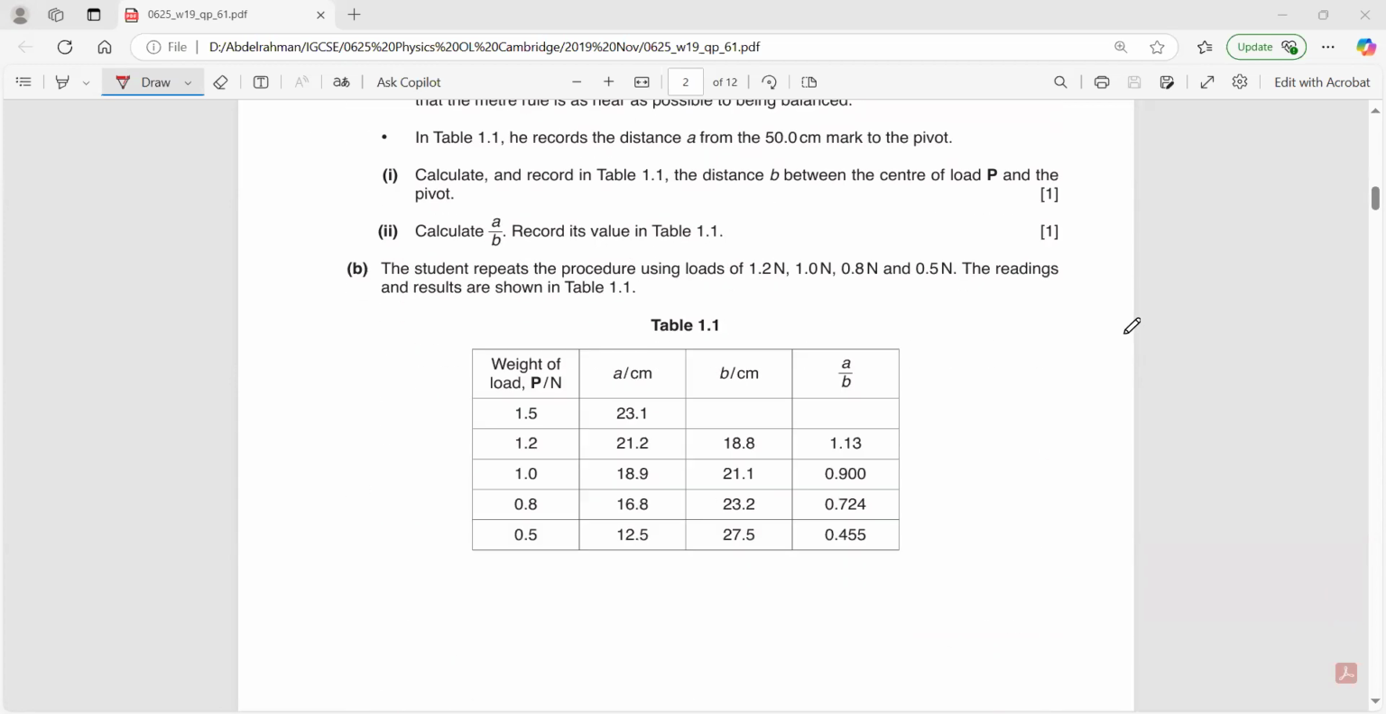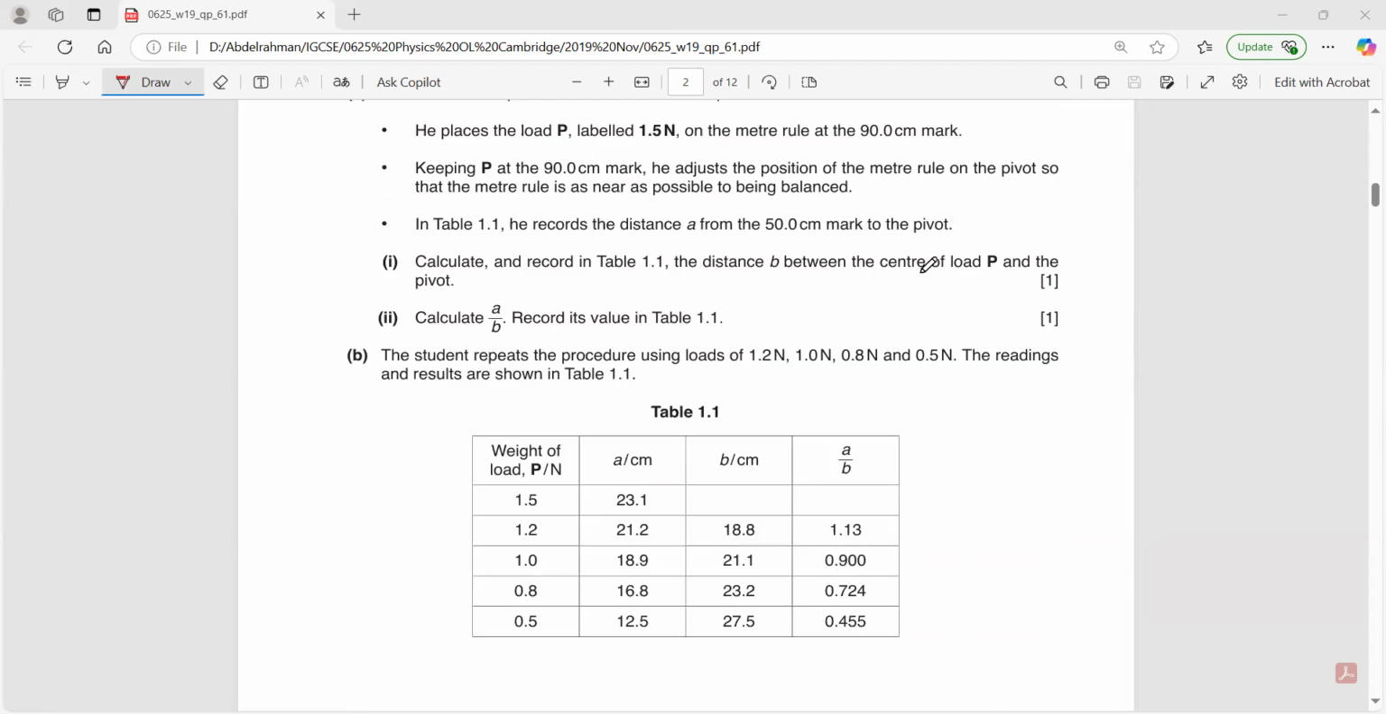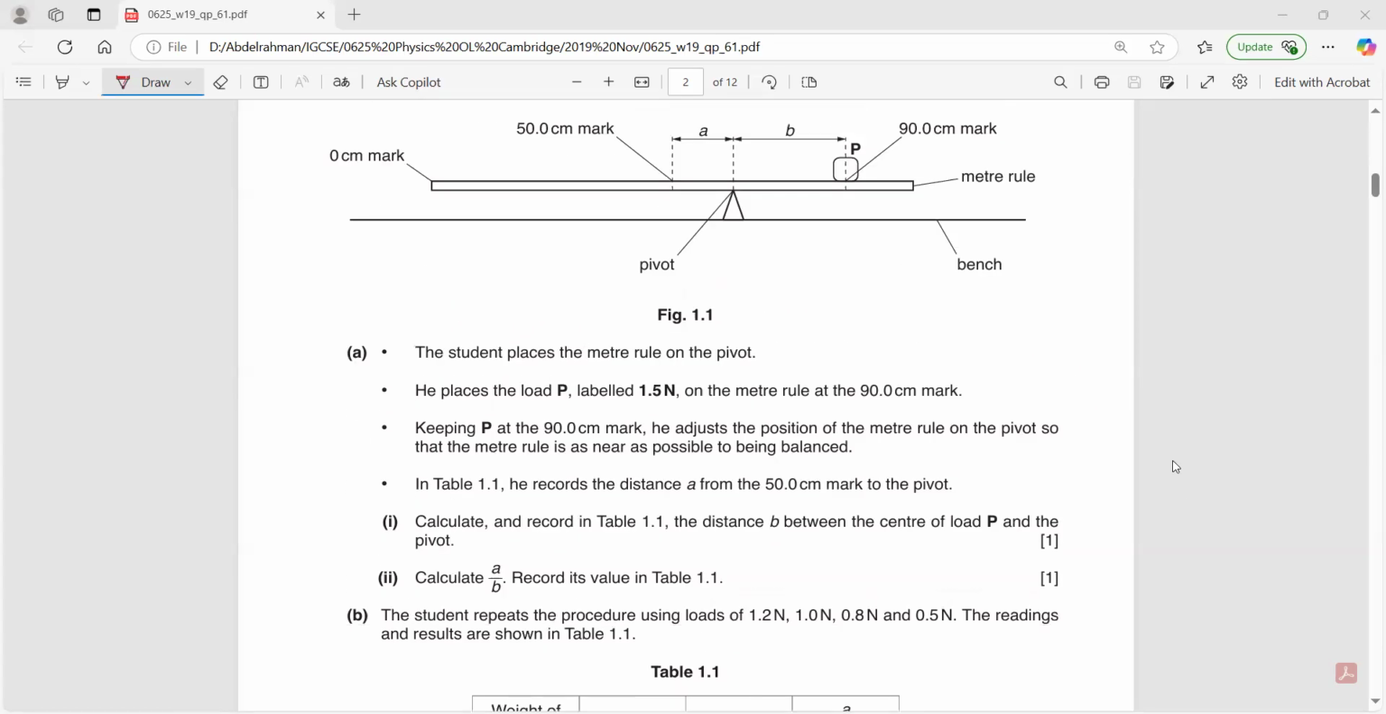In the table, he's asking me to calculate and record the distance B between P and the pivot. And then I'm required to find A over B. How can I find B? P is already at 90. How can I find B?